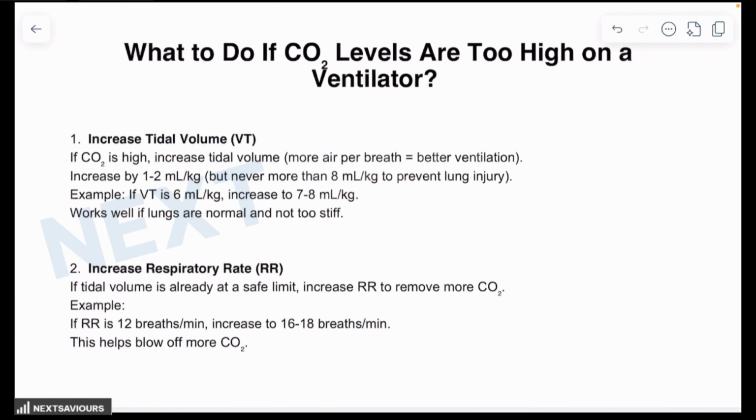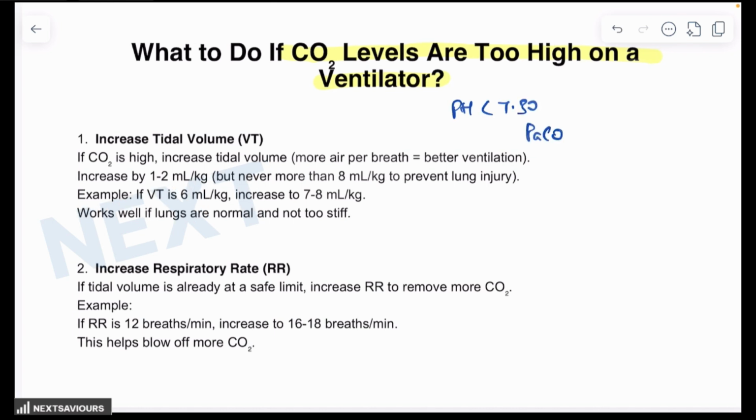Let's take another example. What if the carbon dioxide levels are too high on the ventilator? For example, if the ABG report shows that the pH is declining below 7.30, or the partial pressure of carbon dioxide is more than 50 millimeters of Hg. Now, in those cases, what is to be done? It means that the patient is not breathing out enough carbon dioxide. That means the patient is suffering from hypoventilation. So how to fix it?